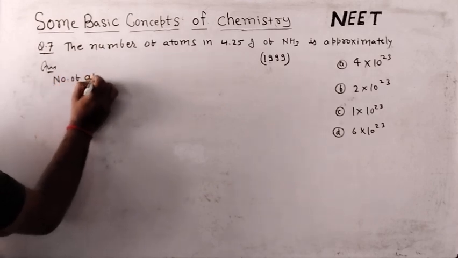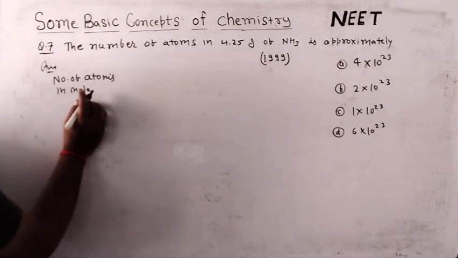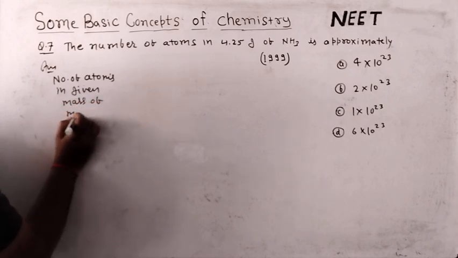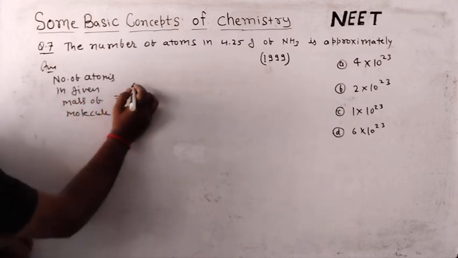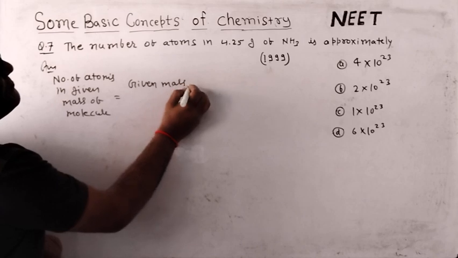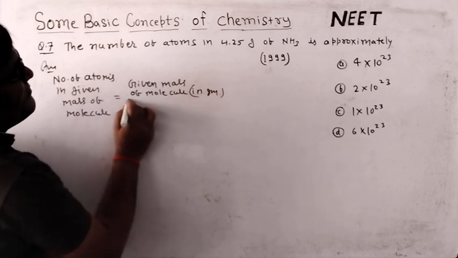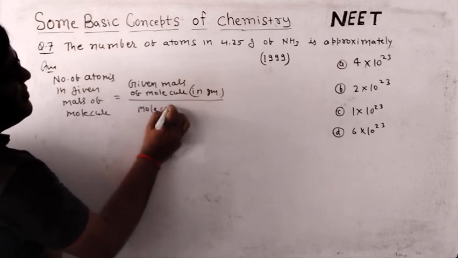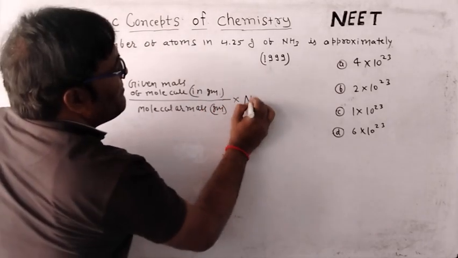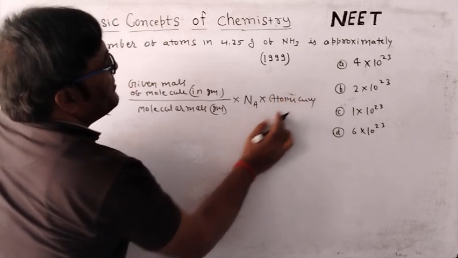Now, the number of atoms in a given mass of molecule is equal to given mass of molecule in gram divided by molecular mass of molecule in gram, multiplied by Avogadro number, multiplied by atomicity of molecule. Okay.